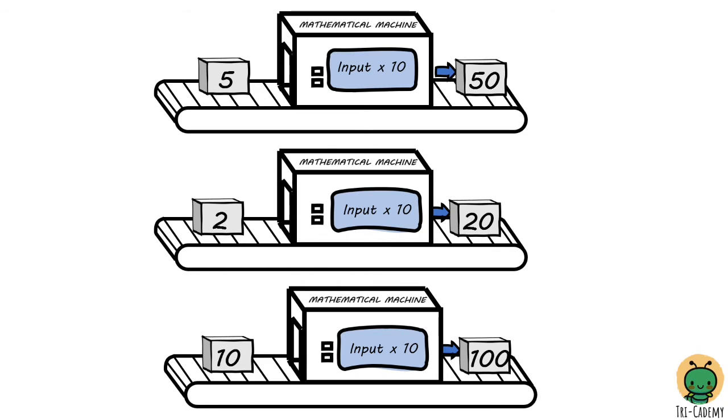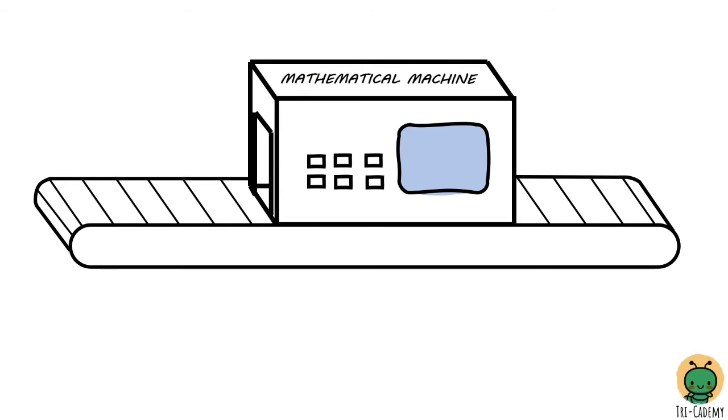As we can see, the mathematical machine creates a relation between the input and output. But what do we call such relation and how do we represent them? In today's video, we are going to define the so-called mathematical machine and how it is represented.